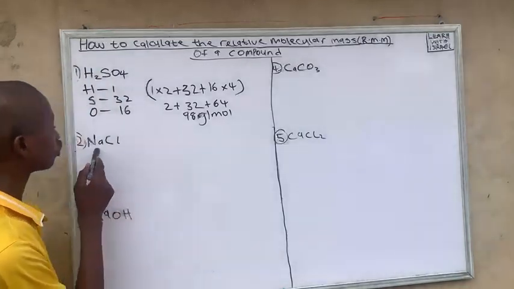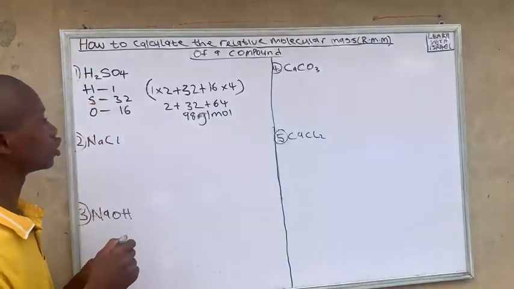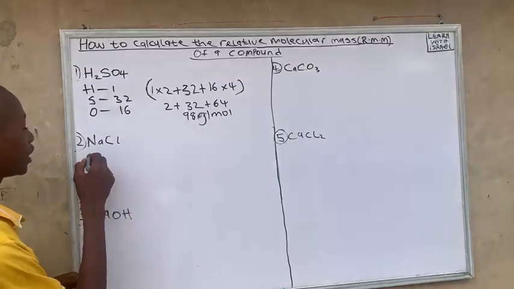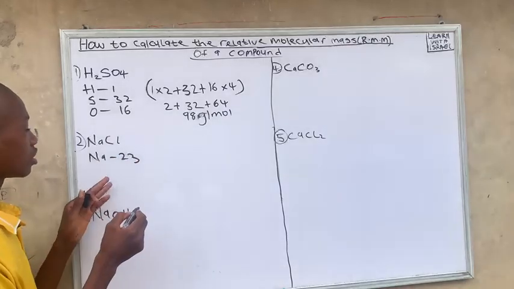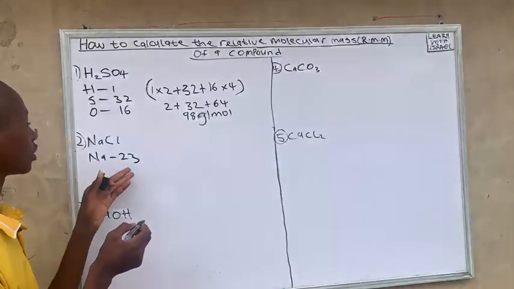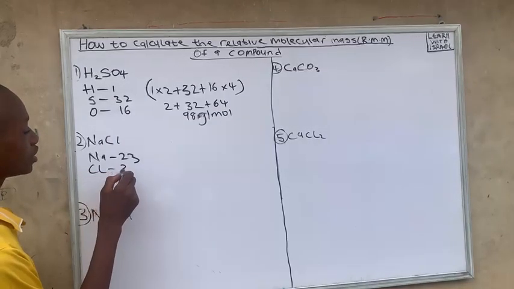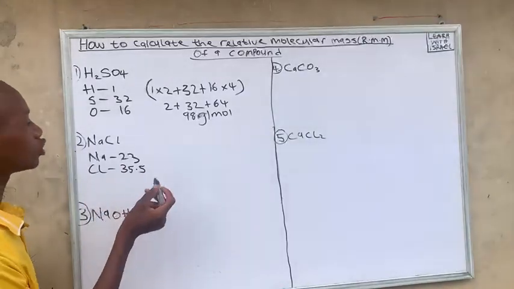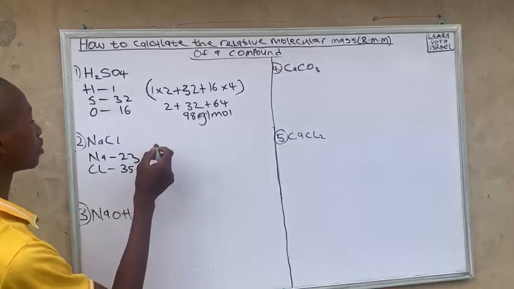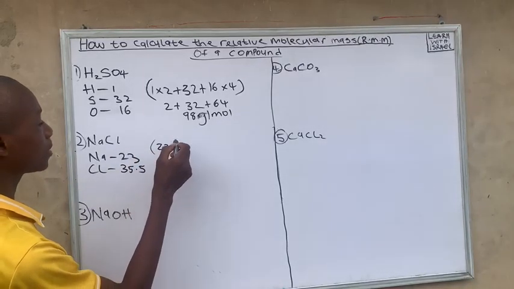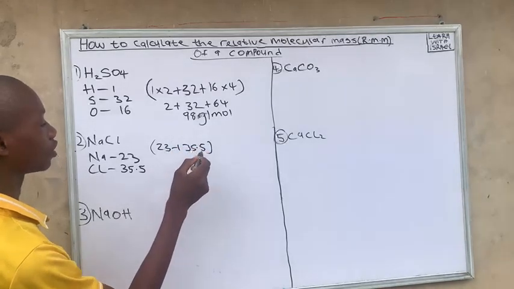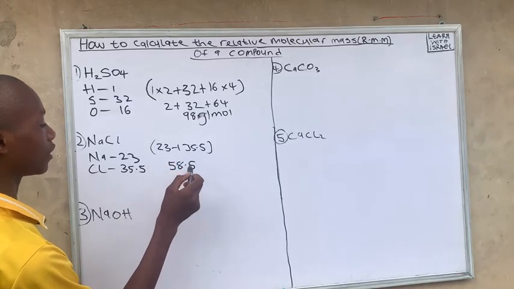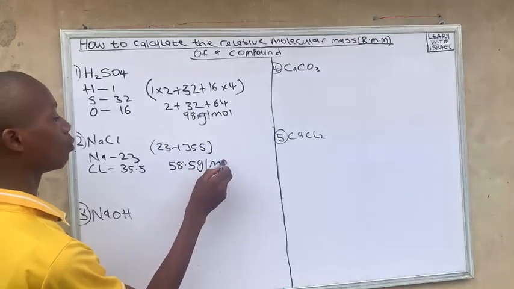We have sodium chloride, which is our NaCl. We have 2 elements in this compound. The atomic mass for sodium, Na, is 23, while our chlorine, Cl, is 35.5. So we just need to add this up. 23 plus 35.5 gives us 58.5 gram per mole.